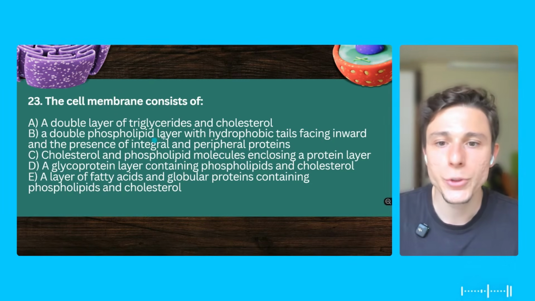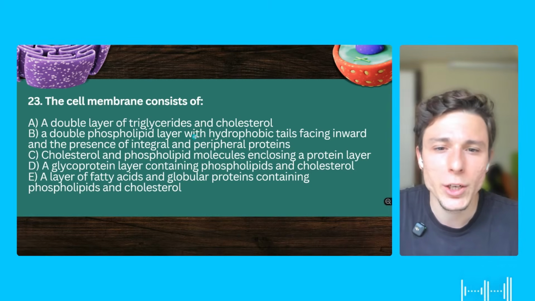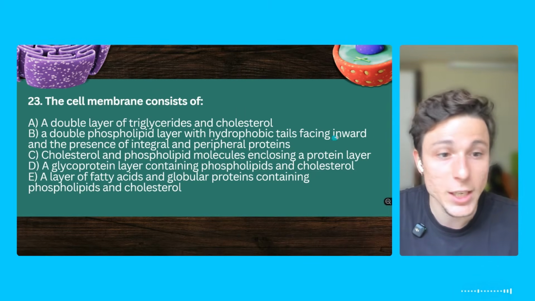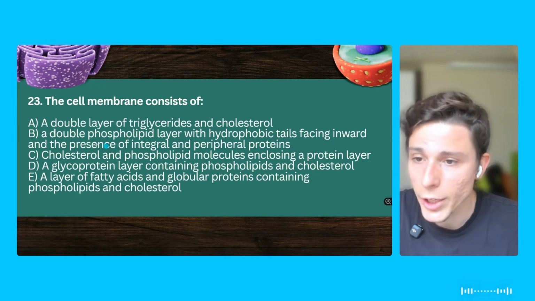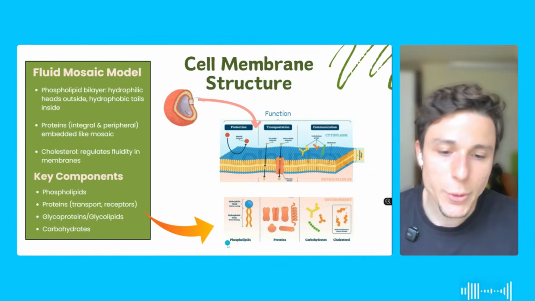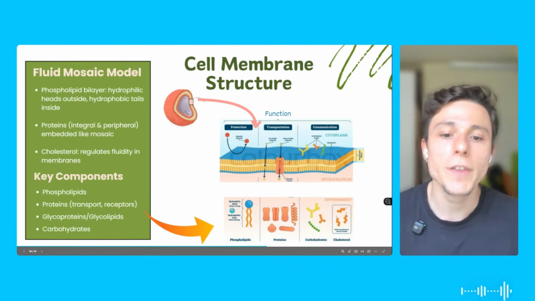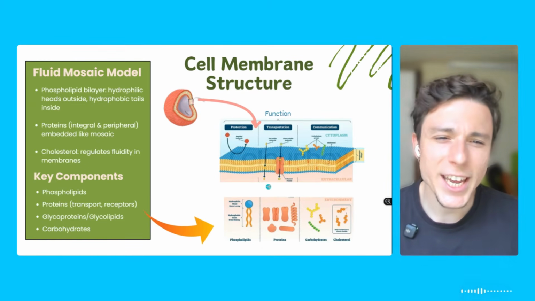So it's a double layer of triglycerides and cholesterol. No. A double phospholipid layer with hydrophobic tails facing inwards, and the presence of integral and peripheral proteins. Okay, this looks correct. Let's just refresh our minds what all this means. So as I was saying, we're going to have the phospholipid here that is going to have a hydrophobic tail. That is basically the fat chain. Other than what I was mentioning, an integral protein.